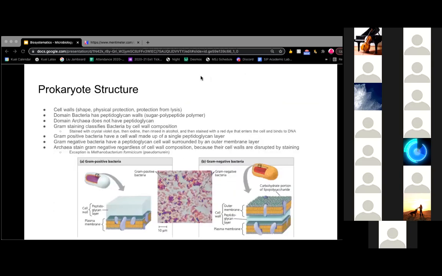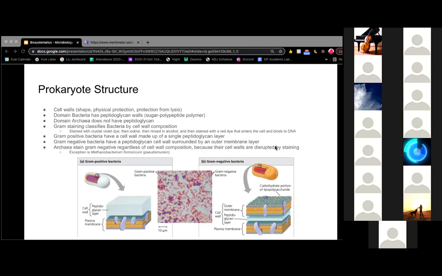All right, prokaryote structure. Prokaryotic cells have cell walls, and these cell walls help maintain shape, provide physical protection, and also protect the cells from lysis in hypotonic environments in which lots of water will enter the cell. These cell walls help prevent the water inside the cell from causing it to burst. Cell walls of prokaryotes from the domain bacteria are composed of peptidoglycan, which is a polymer made up of sugars that are linked together by short polypeptides.